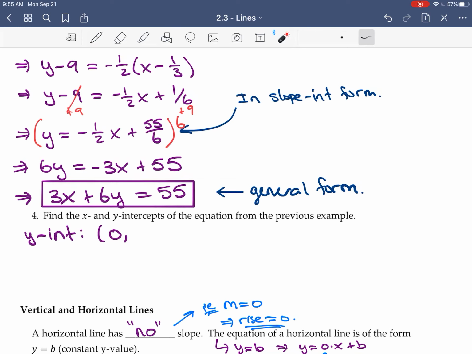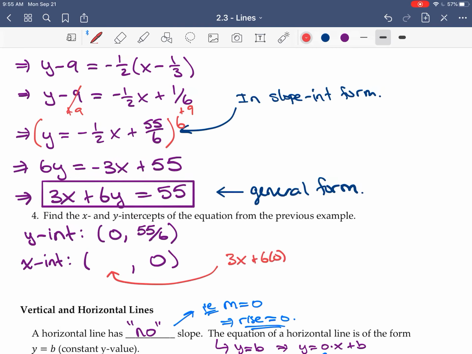For the x-intercept, this is when y is 0. So we want to find out what x is. You could just plug in 0. So I'm going to have 3x plus 6 times 0 equals 55. So that's gone. Divide both sides by 3, and I get x is 55 over 3. That would be my x value for my x-intercept.